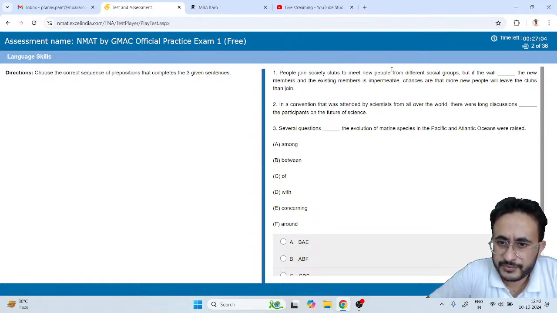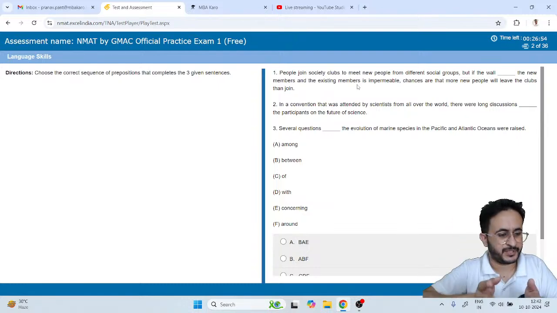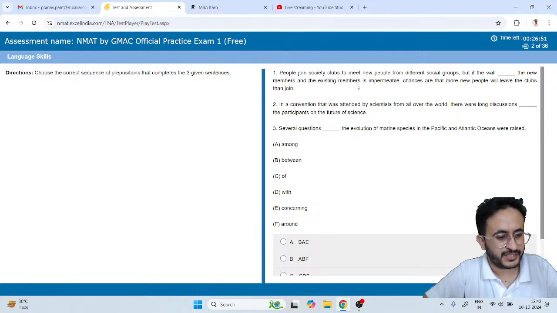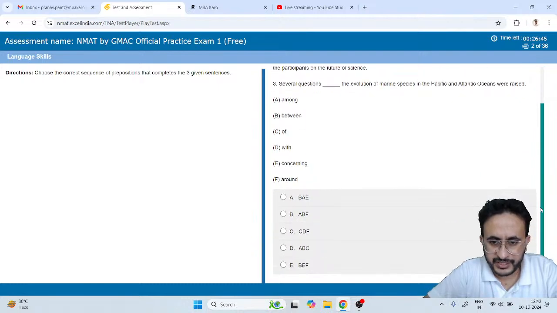People join society clubs to meet new people from different social groups, but if the wall between new members and the existing members, so new member, existing members, wall is always in between. So first will be B. Okay, now we need to see the options. So see, no need to fill each and every blank. Let us say B is the first one. So E, F or A, E.